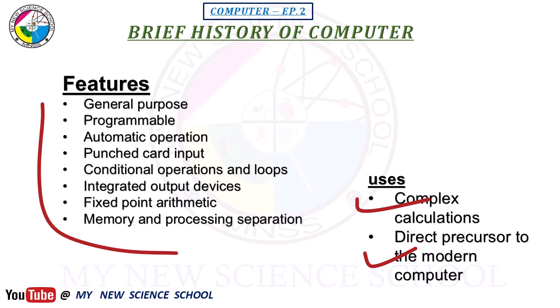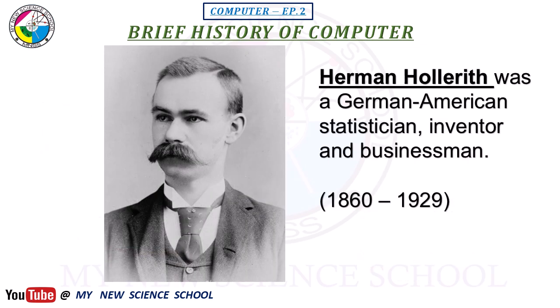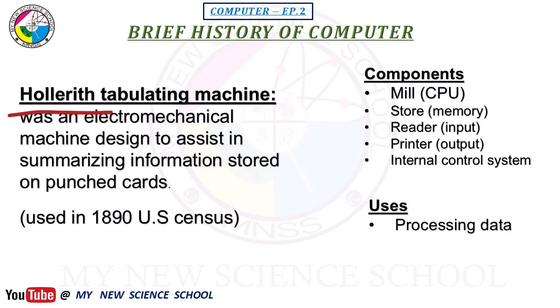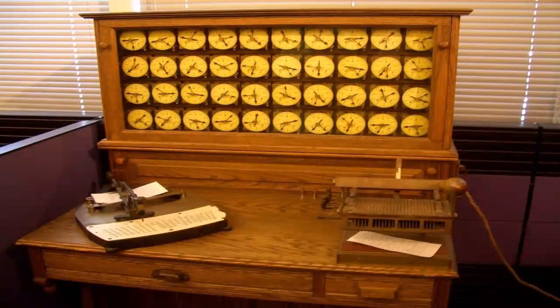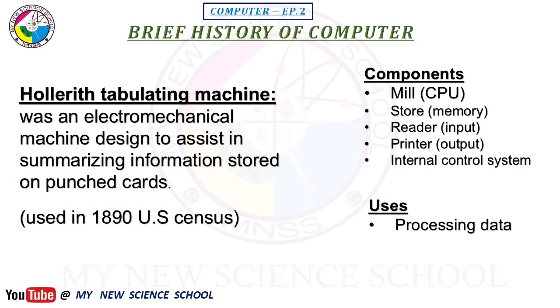The next scientist on the list is Hermann Hollerith. He was a German-American statistician, also an inventor and businessman. So he invented a machine called the Hollerith tabulating machine. So this is the machine. This machine was used during the 1890 US census. So this machine can also be called the Hollerith census machine, and the machine was used for processing data.